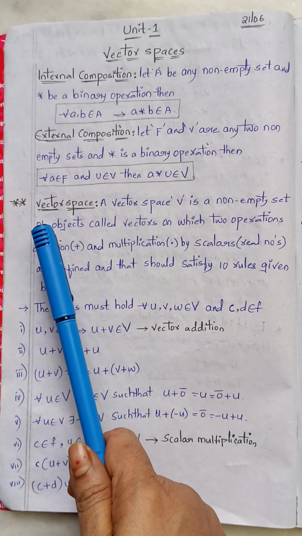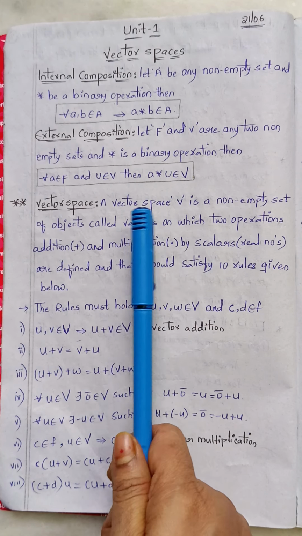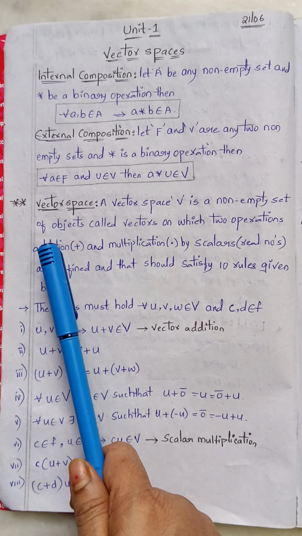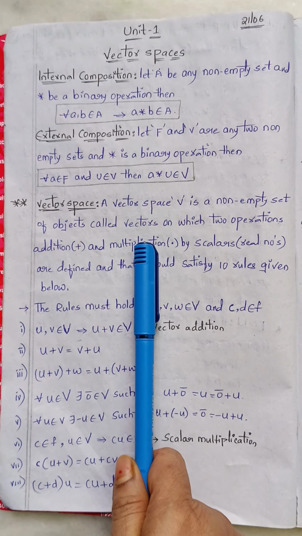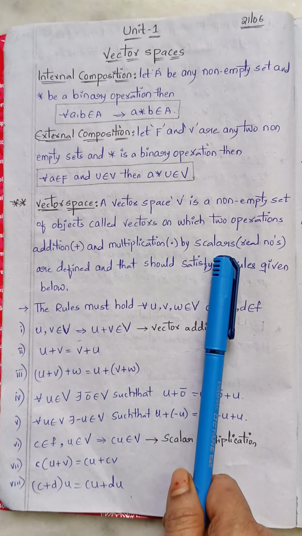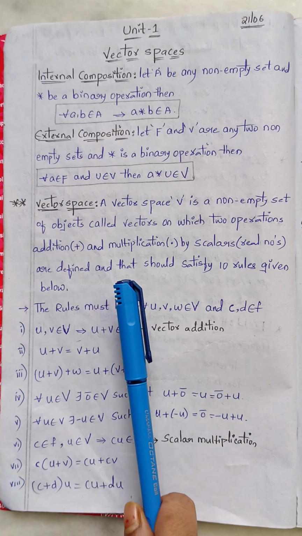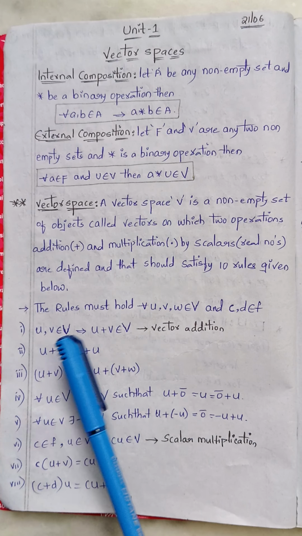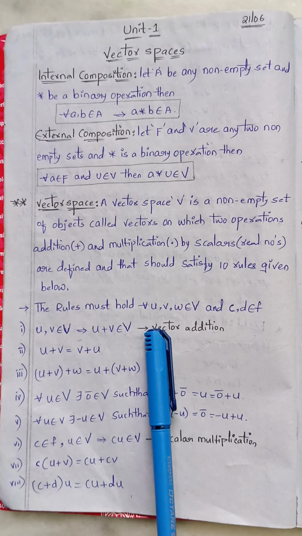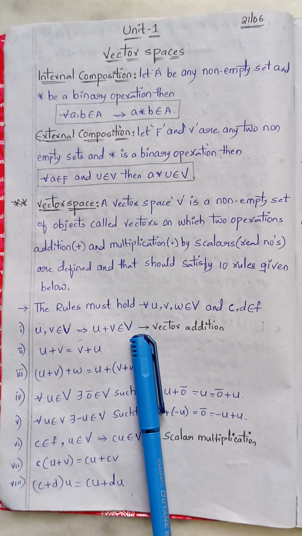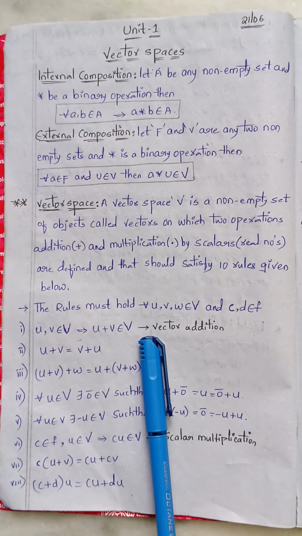Now we are discussing vector space. Take a vector set V, any non-empty set of objects, which are called vectors. Then we take two operations, addition and multiplication, and we also take the scalar set, generally a field. Now we should satisfy 10 conditions. Take two elements from the vector set; when you add them, the resulting element belongs to the same set. This is the closure property in vector addition.